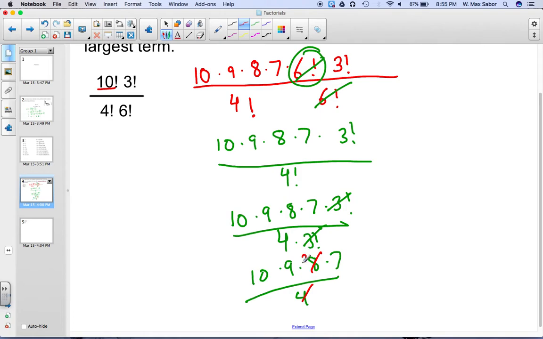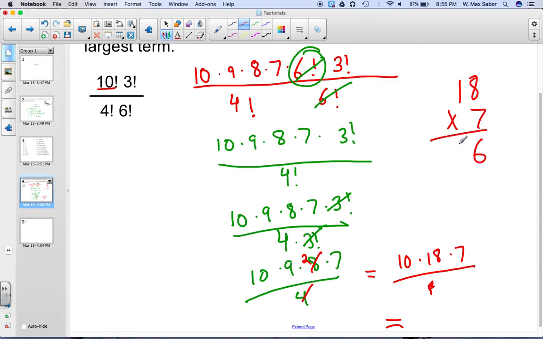8 and 4 have a common factor. And now we're doing 2 times 9 is 18 times 7. The whole denominator canceled out. So now we're just doing 18 times 7, and that you can do by hand reasonably. 126, and then times 10, 1,260.